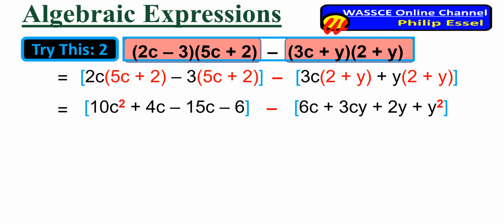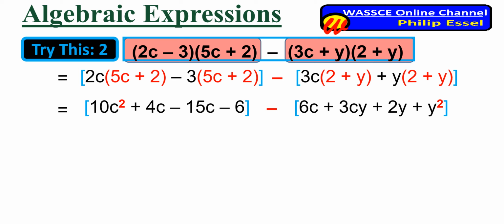At this point, we'll be looking at the second part of our expression. 3c times 2 would give us 6c. Then 3c again times y would give us 3yc. We are going to the y. y times 2 would give us 2y. Then y times y would give us y squared.